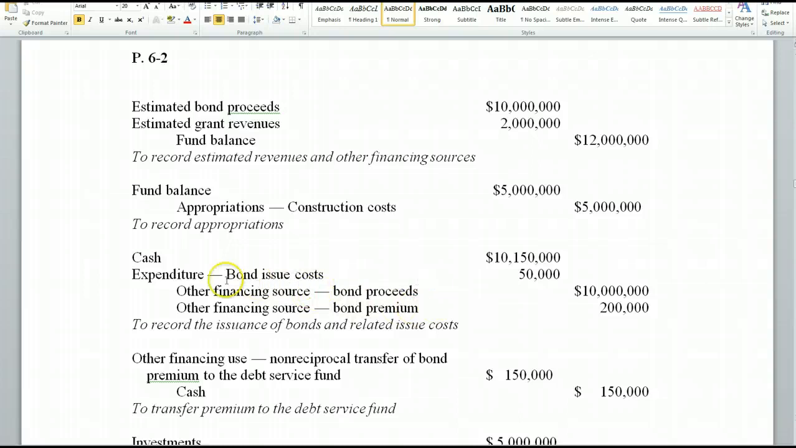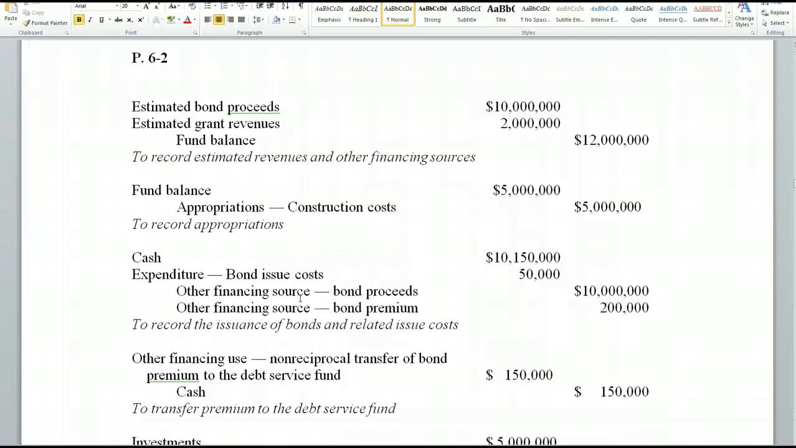We have bond proceeds as a financing source. Again, remember that with fund financial statements, we don't care about long-term liabilities, and of course we don't record fixed assets in our fund balance, but we will provide the sources and uses as other financing sources and other financing uses in place of liabilities. So we'll show the face value of the bond of $10 million, and then we'll also report that bond premium here of $200,000.